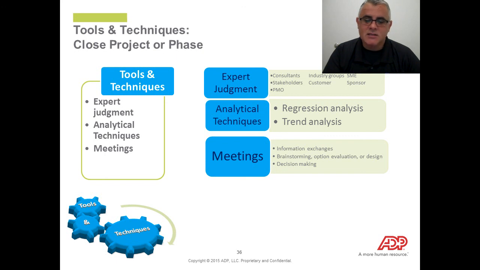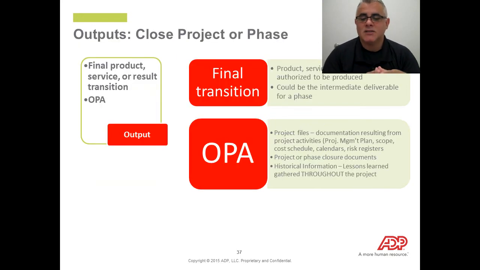Finally is meetings. We talked about that. You guys are already familiar with that. And finally are our outputs to close project or phase, and that is your final product, service, or result, and transition. That is pretty much it for project integration management.